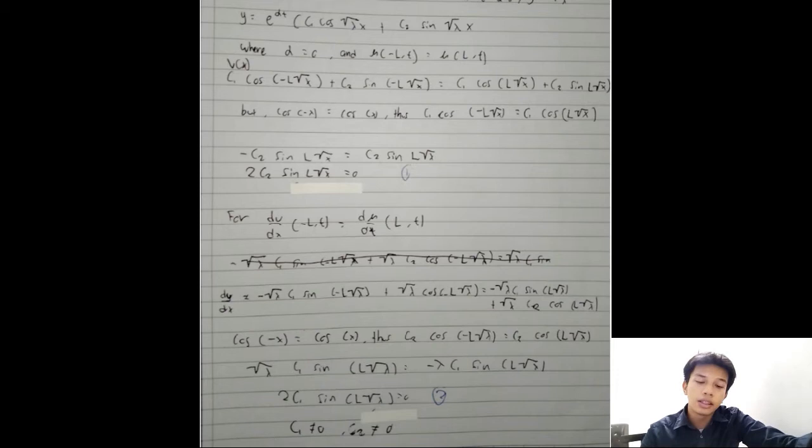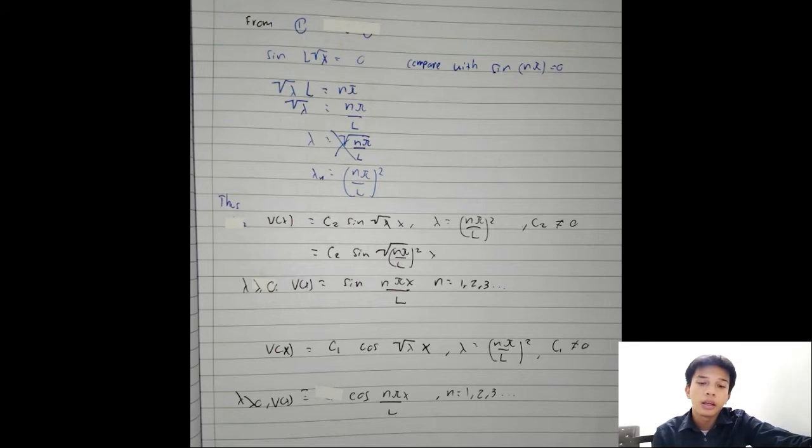For the second initial condition, du/dx(-L,t) = du/dx(L,t), we must first differentiate the general equation of y and then substitute the initial condition. We will get the equation 2c1 sin(L√λ) = 0. The condition is c1 is not equal to 0 and c2 also not equal to 0. Therefore, sin(L√λ) = 0.